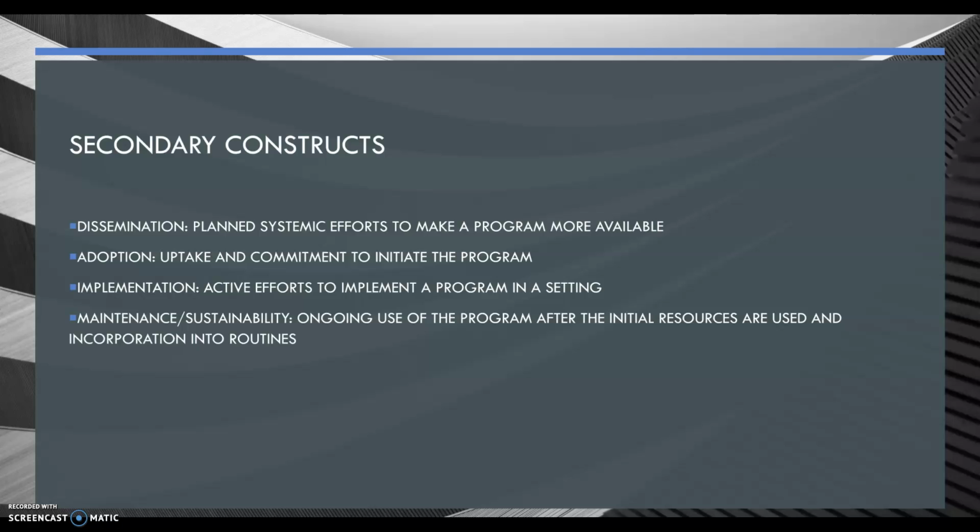The secondary constructs are dissemination, which is the planned systemic efforts to make a program more available; adoption, which is the uptake and commitment to initiate the program; implementation, which is the active efforts to implement a program in a setting; and maintenance or sustainability, which is the ongoing use of the program after the initial resources are used and its incorporation into routines. So these are the 4 different phases that the adopters go through.